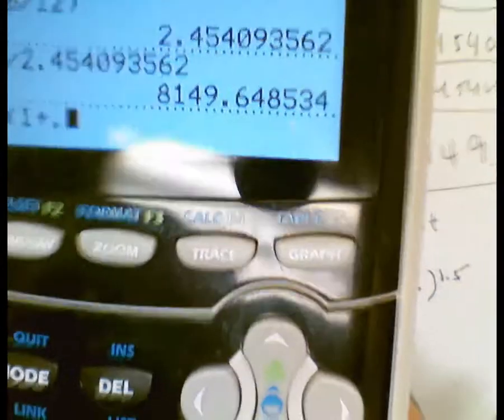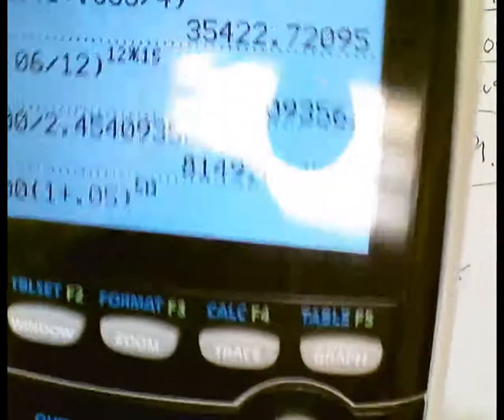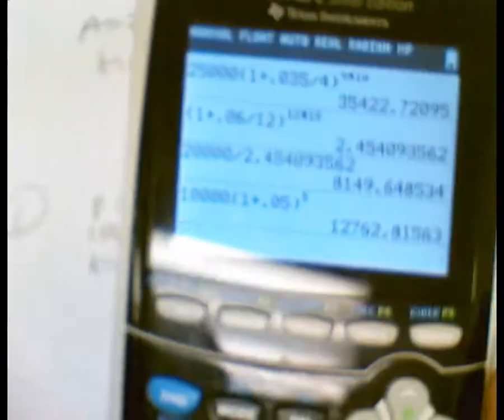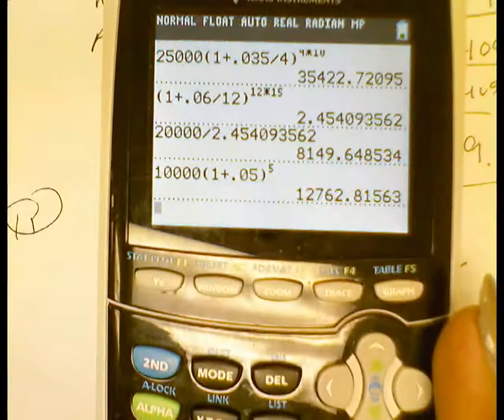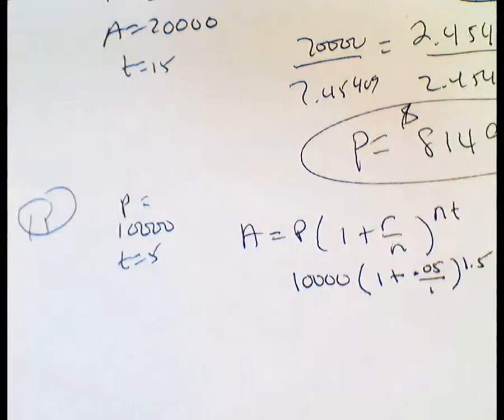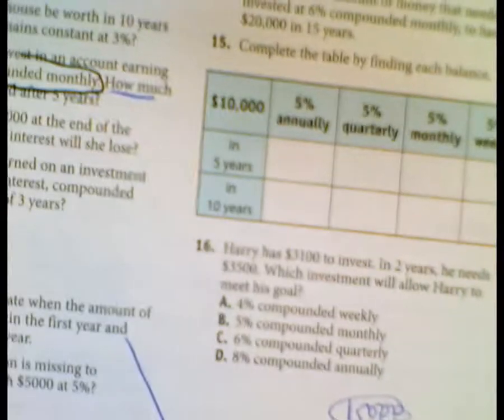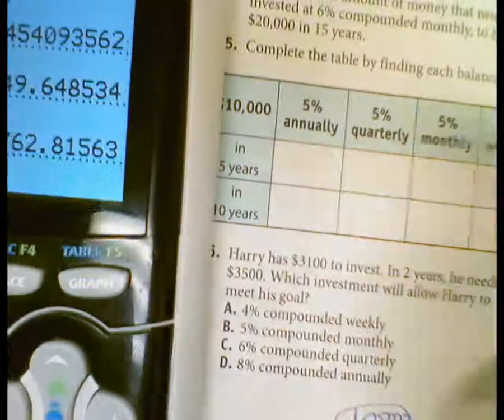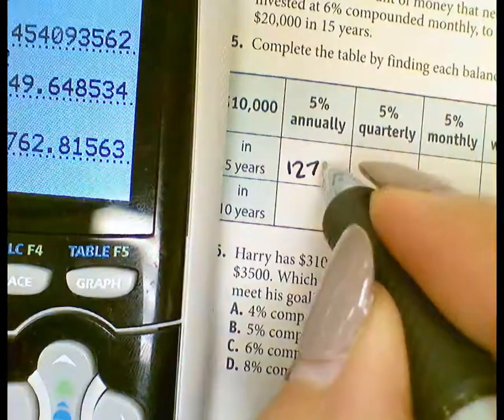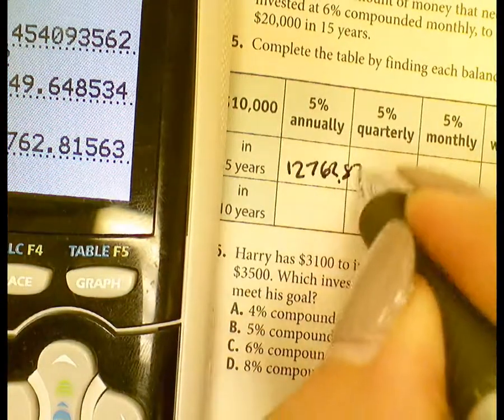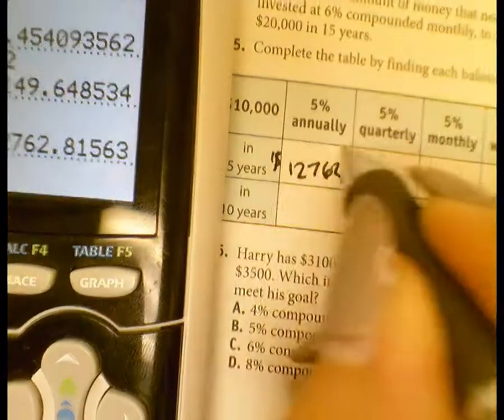10,000 times 1 plus 0.05 raised to the 1 times 5. So the first one is $12,762.81 or 82 cents. So I'm going to come over here and write this in my book. All right, so here's your table. So the very first one was $12,762.82.